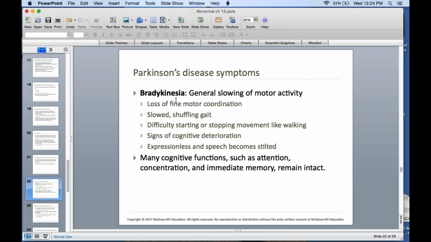We also have bradykinesia. This is the general slowing of motor activity. People end up losing fine motor coordination. You start to see this slowed, shuffling walk. So their feet kind of shuffle as they walk. That's what gait means. Gait means the way they walk. Difficulty starting or stopping movements. Signs of cognitive deterioration. Expressionless speech. It becomes sort of stilted.